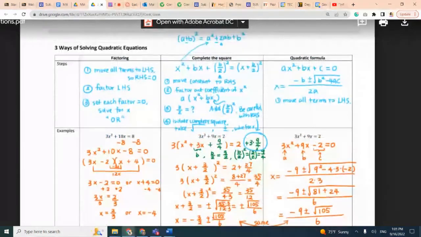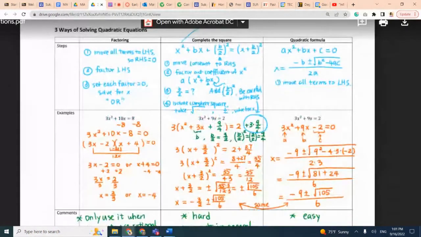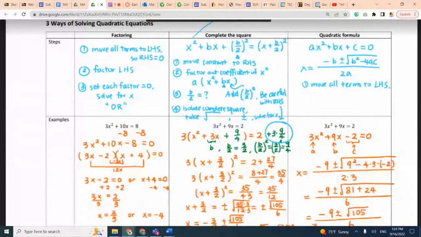Factoring. Here are the steps. So first of all, we move all the terms to the left-hand side. Therefore, we want to move the 8 to the left, so we subtract the 8. Okay, everybody? And we get 3x squared plus 10x minus 8 equal to 0. So the first step, we move all the terms to the left-hand side, so the right-hand side is 0.